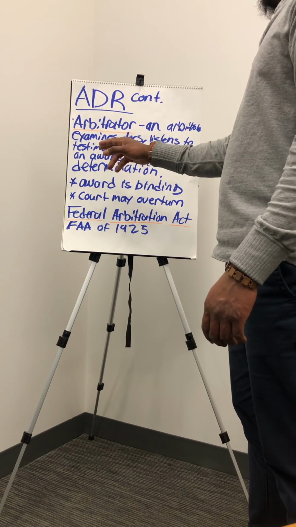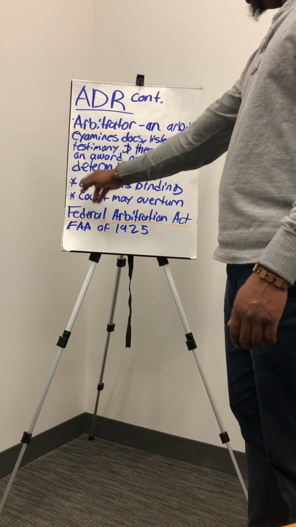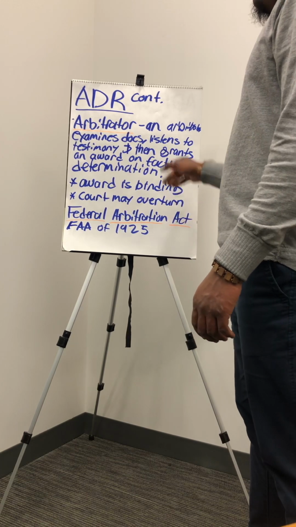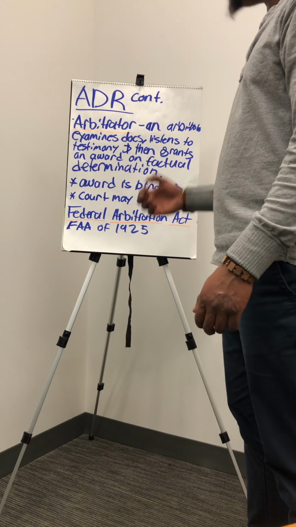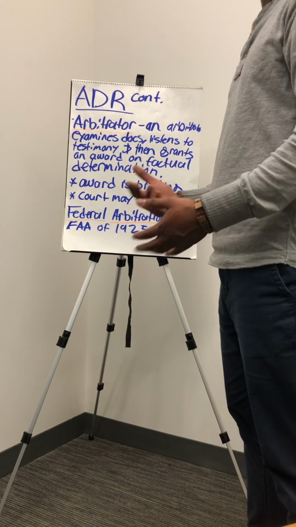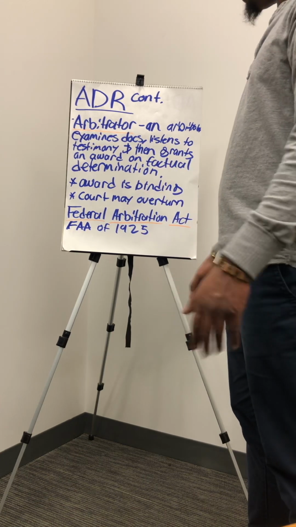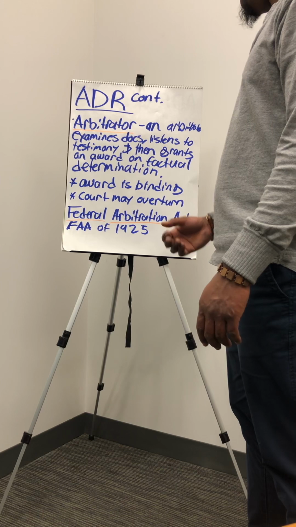The award that an arbitrator grants or decides on is binding. A court, however, may overturn an arbitrator's award if they find out that the arbitrator was biased, acted improperly, or did something wrong. Other than that, there can be no problem shown. What the arbitrator decides actually stands.